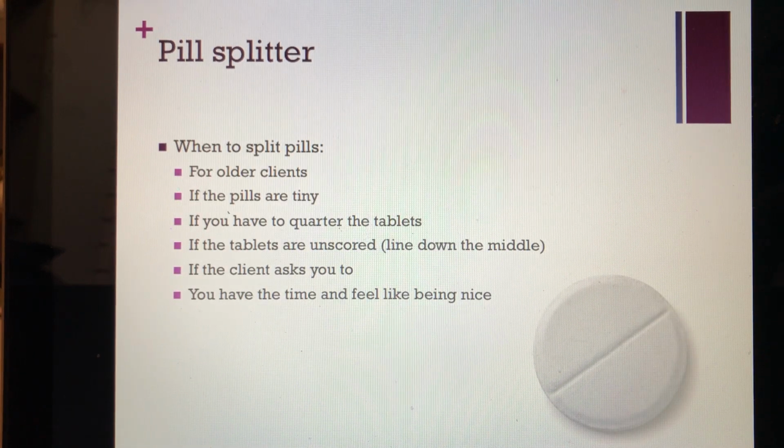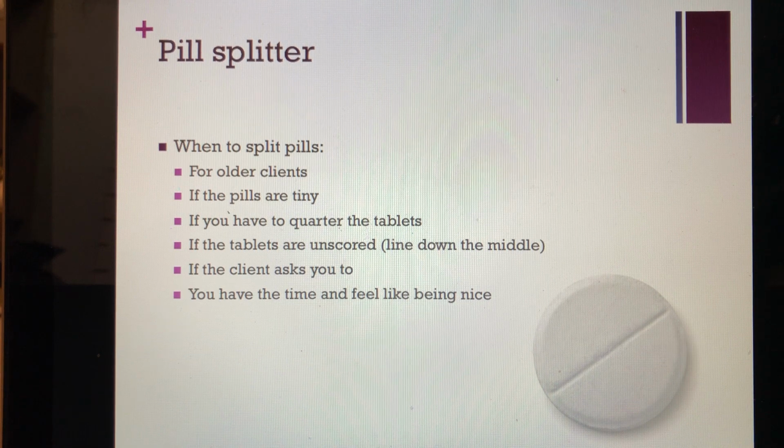So why would we want to split pills? Maybe we have older clients that are going to have a hard time splitting them themselves at home. If you have to split pills that are tiny, we should do that in the animal hospital. It's pretty tricky to cut tiny pills into half with a butter knife at home. If you have to quarter tablets, absolutely quarter those for the clients, because sometimes it's tricky to quarter them and you might end up crushing some of the pills. And in that case, we need to be able to grab more to fill the prescription entirely.